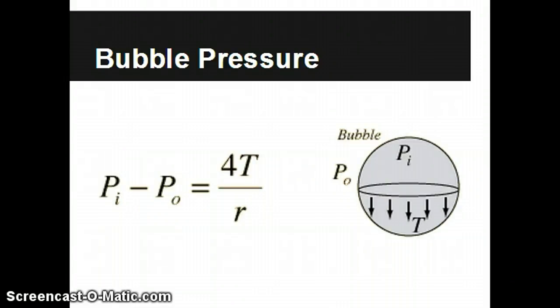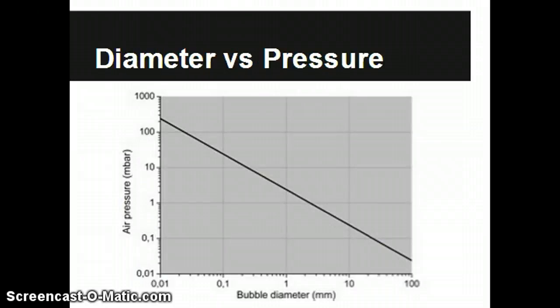For a bubble with two surfaces providing tension, the pressure relationship is pressure inside minus pressure outside equals 4 times the surface tension divided by the radius. This relationship can also be seen in a graph. As you can see in this graph, as the bubble diameter increases, the air pressure inside the bubble decreases. Note that this is not a linear relationship because the graph is in log scale.